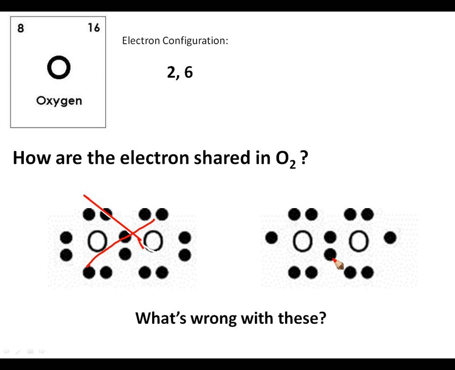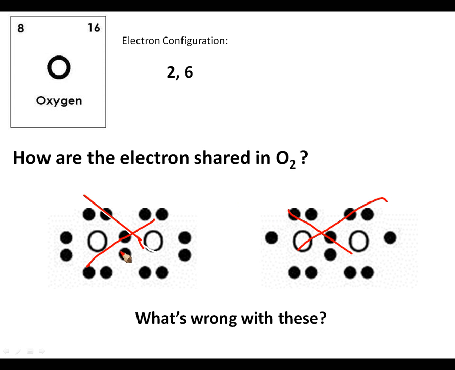Well, here, yep, they're sharing one pair of electrons, but the oxygens still don't have a full outer shell. So atoms will only share electrons in order to gain a full outer shell. So this isn't going to cut the mustard either. It's not quite right either.